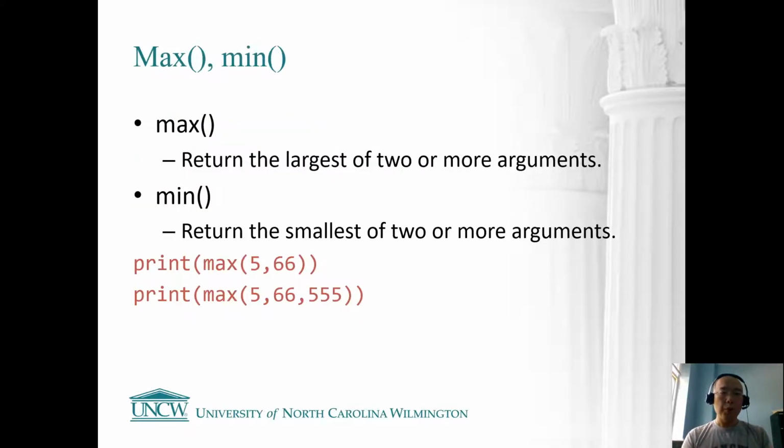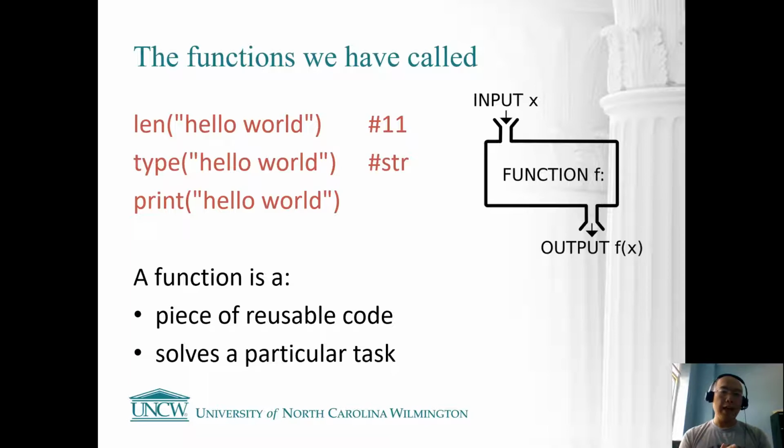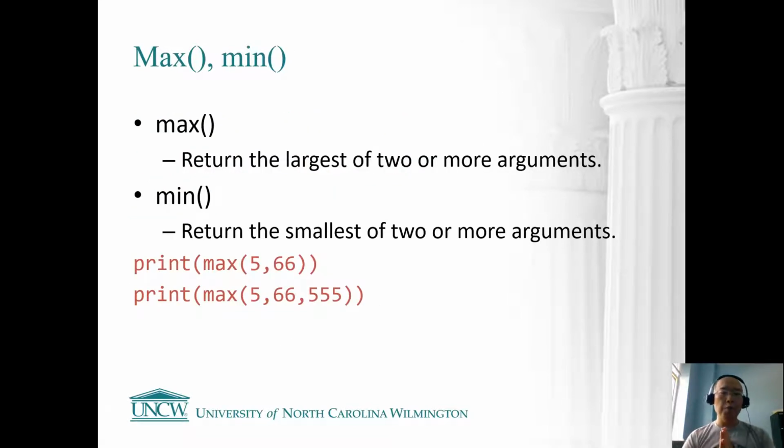So function is very cool. By the way, for len, type, and print, did we define them? No, right? We didn't define those functions, and they are built into Python. Even though we don't define them ourselves, as long as we know how they work, what the input should be, and what kind of output we can expect, we can make use of those functions. Here are a few more built-in functions: max and min. Max takes several parameters or arguments and gives me the maximum among all the parameters. For min, it is the same thing, but it gives me the minimum among all the arguments or parameters.